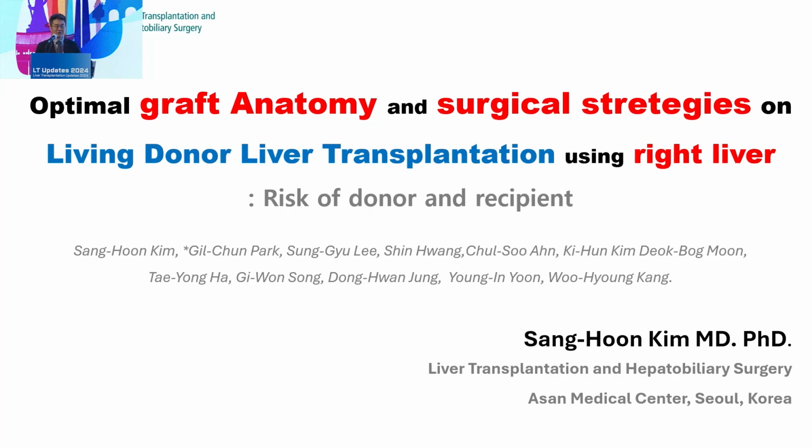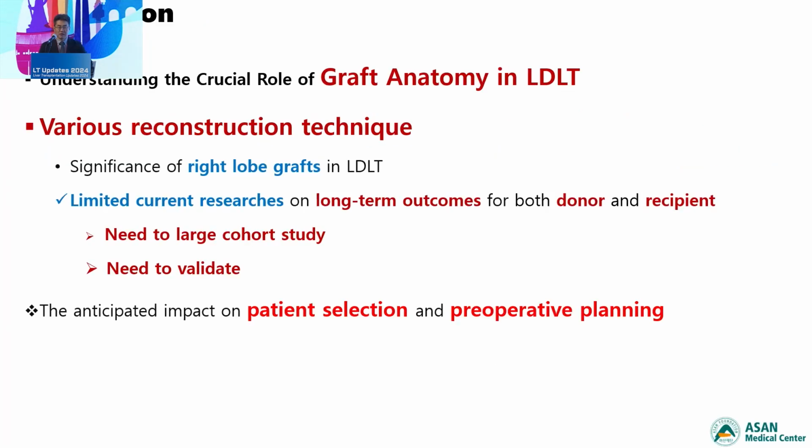My research topic is optimal graft anatomy and surgical strategy in living donor liver transplantation using the right liver. The subtitle is risk of donor and recipient. In the patient selection and surgical planning process, fully considering the graft anatomy and its reconstruction technique is crucial for donor and recipient safety, especially in right liver living donor liver transplant.